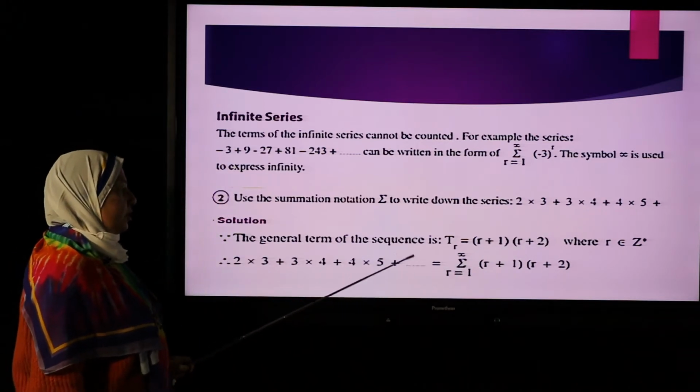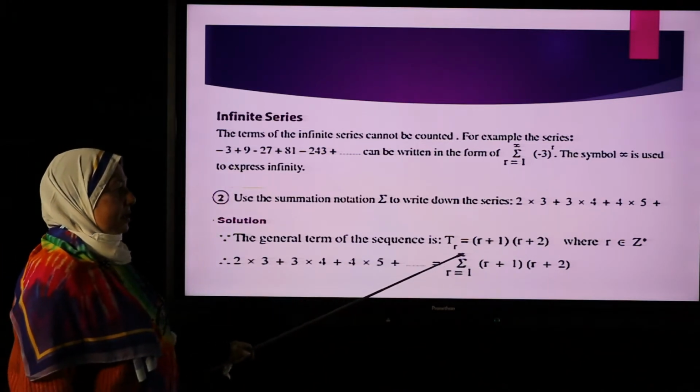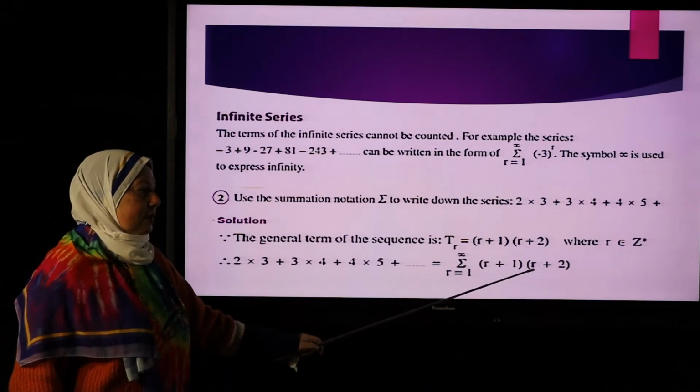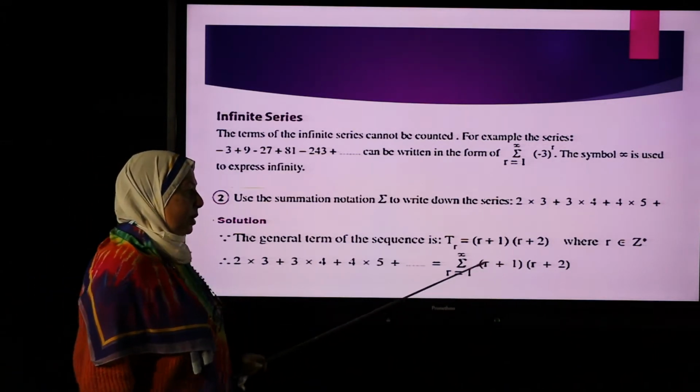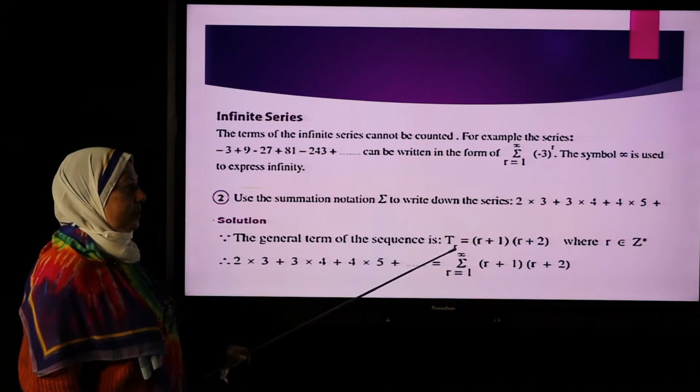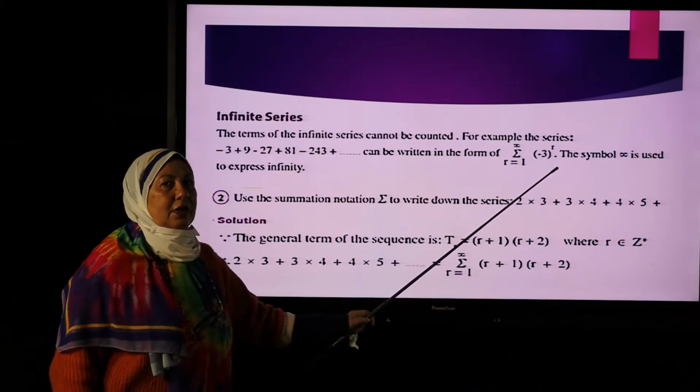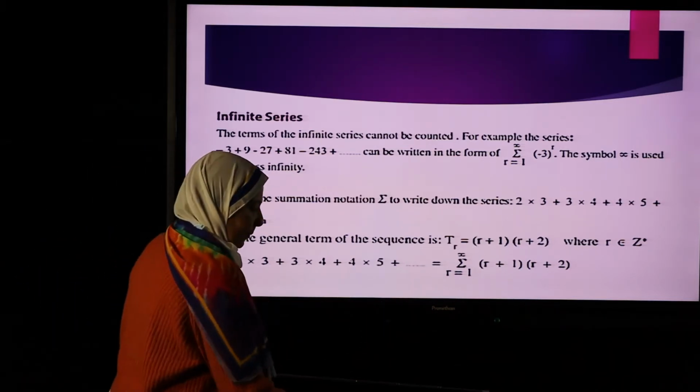Therefore, the summation notation of this sequence equals the sum of (r plus 1) times (r plus 2) from the first term r equals 1 to infinity, because here it is an infinite sequence. Okay?